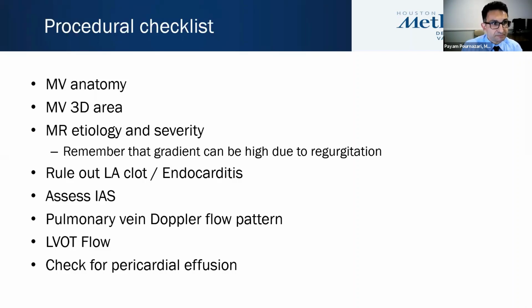miscalculated. Rule out LA clot and endocarditis, assess the interatrial septum, assess the pulmonary veins, and try to get as many pulmonary veins as possible. You may have systolic flow reversal in only one of them, which can make or break the diagnosis. Assess the LVOT flow using the VTI from transgastric views, and always check for pericardial effusion at baseline and assess the pericardial effusion on a regular basis.